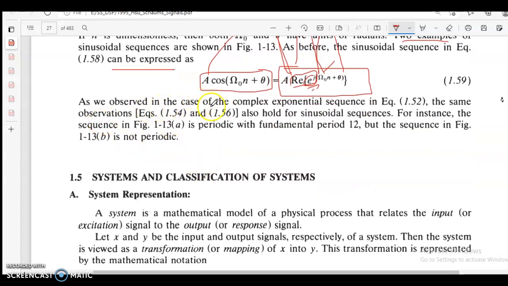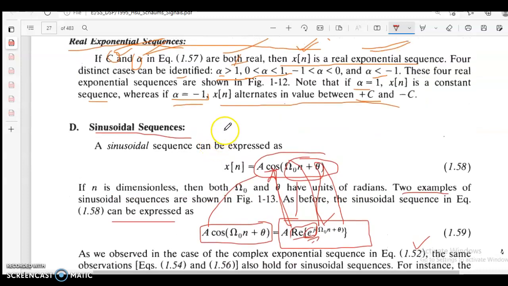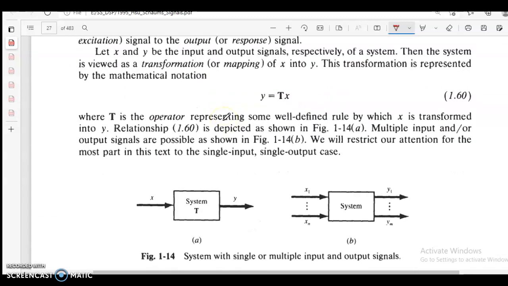As we observed in the case of the complex exponential sequence in equation 1.52, the same observations in equations 1.54 and 1.56 also hold for sinusoidal sequences. For instance, the sequence in figure 1.13a is periodic with fundamental period 12, but the sequence in figure 1.13b is not periodic. We will see that one afterwards.